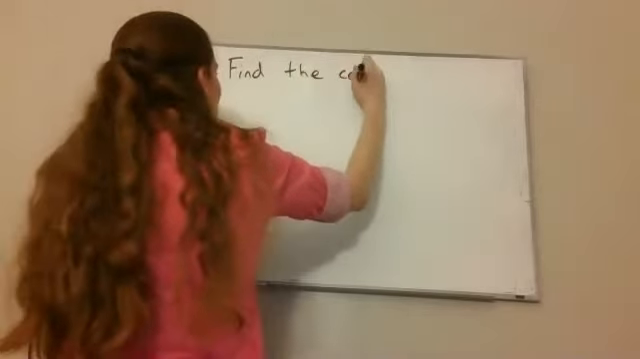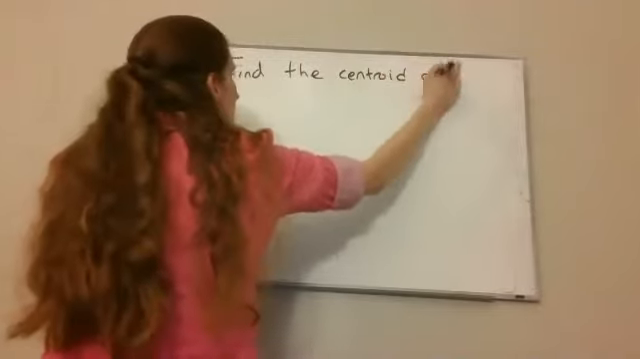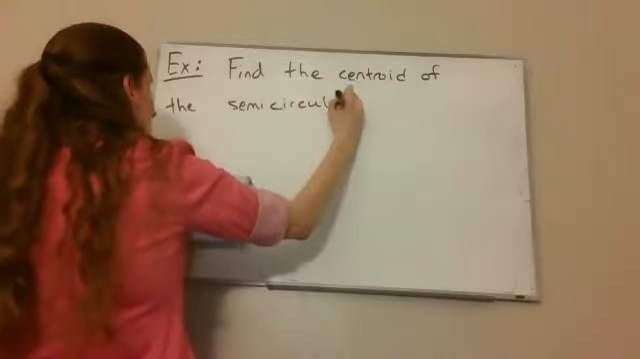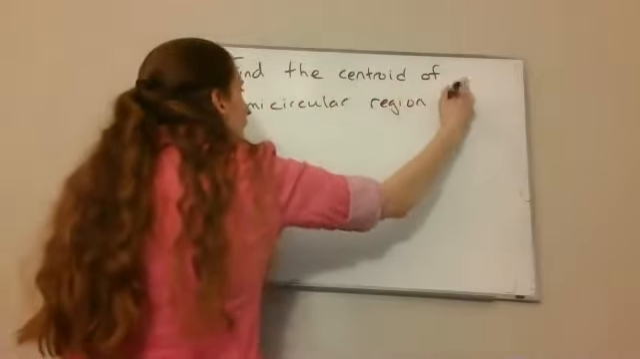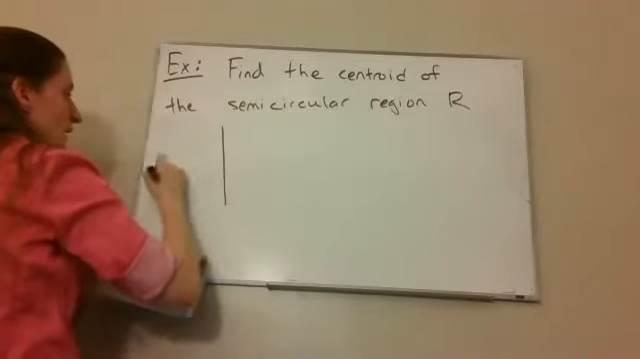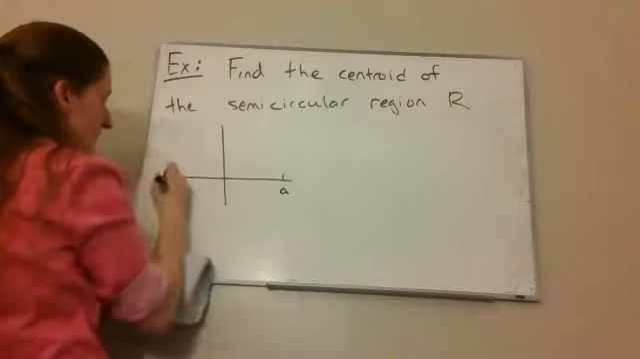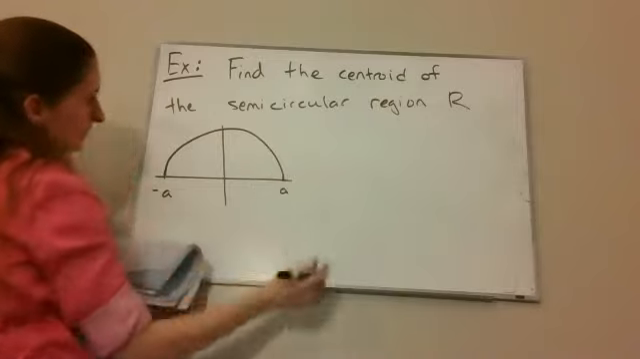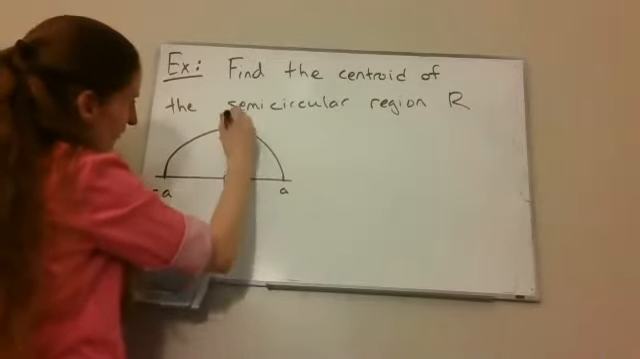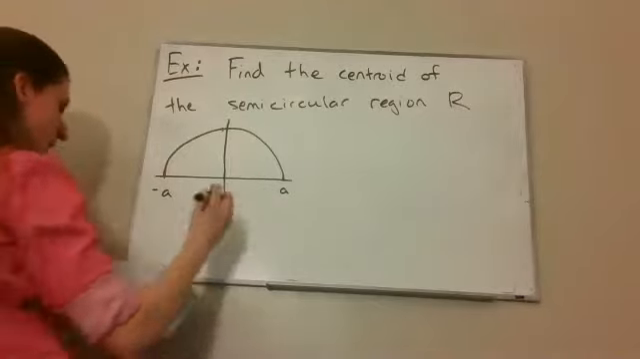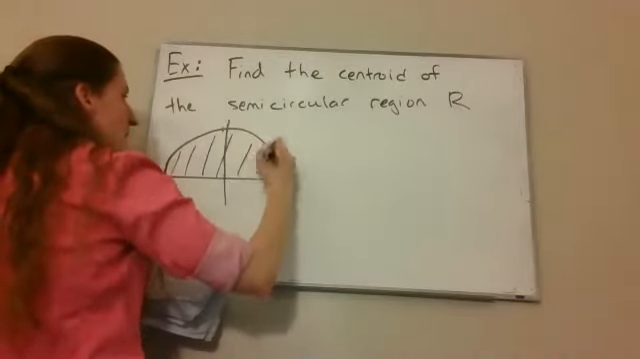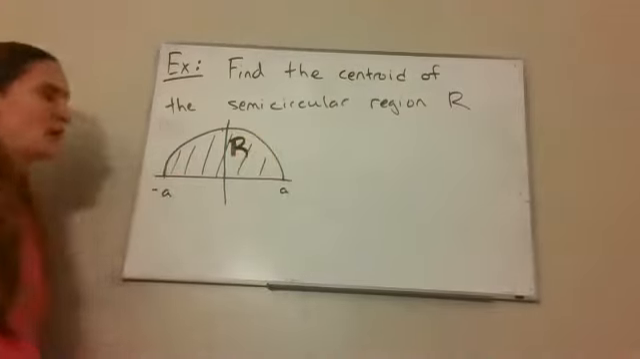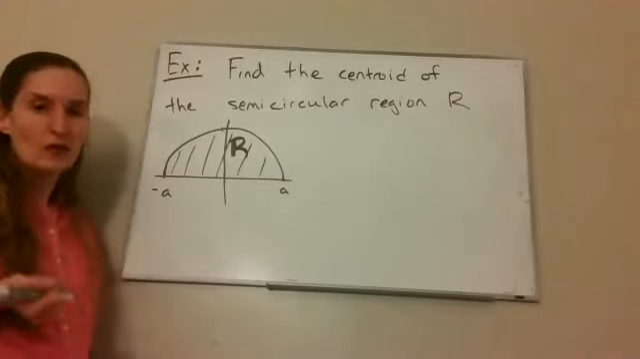Let's find the centroid of the semicircular region R that I'm going to draw right here. Now, pretend that that's actually a perfect semicircle. This is my region R. And we want to find the centroid of this region R.